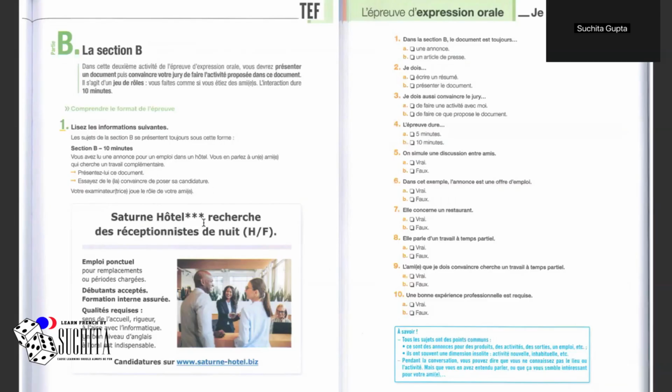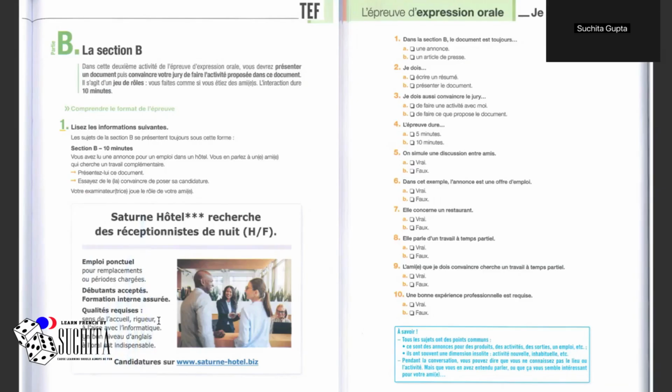Saturn Hotel, 3 étoiles, recherche des réceptionnistes de nuit. Homme ou femme, that can be male or female. Emploi ponctuel, now that's not a regular job. That's a part-time job. Pour remplacement ou période chargée. So either they'll call you for replacing any other person if the other person is absent, or else they'll call you for the busy periods. They're also accepting the débutant, which means the beginners, even if you don't have the experience. They'll give you the training also.